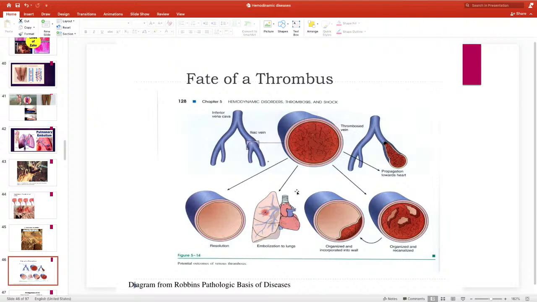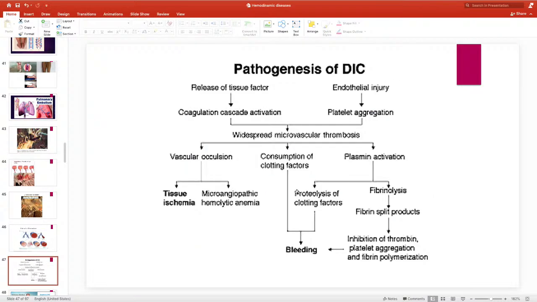Fate of thrombus is different. Sometimes this is occluding, sometimes not occluding, sometimes it will recanalize and will lead to blood flow, but sometimes it leads to embolization. That's why we have to treat thrombi as soon as possible, if we can, of course.